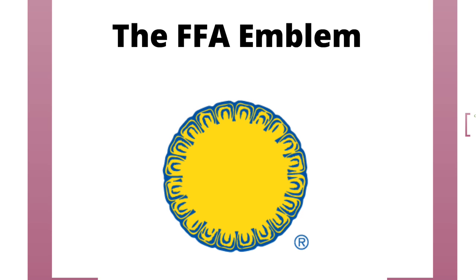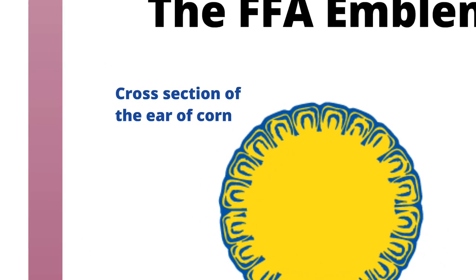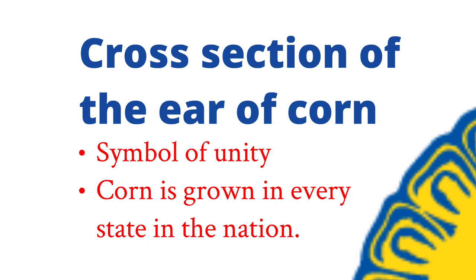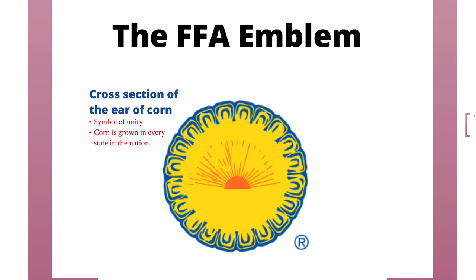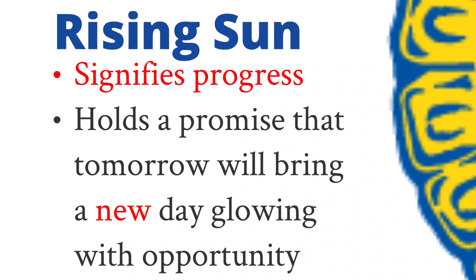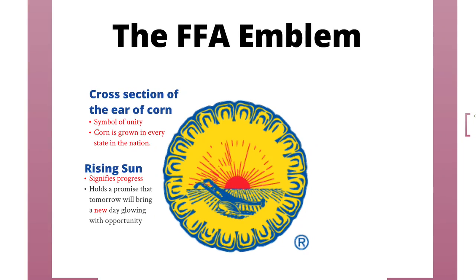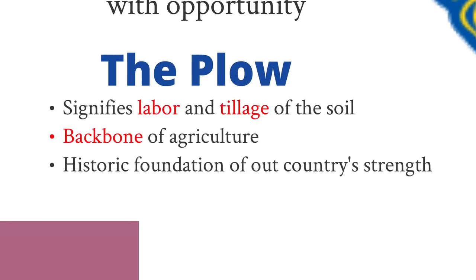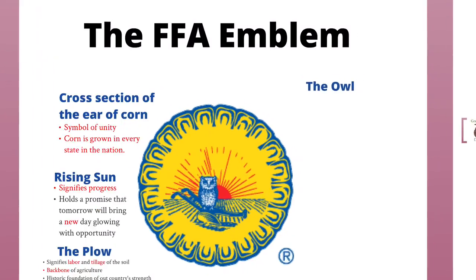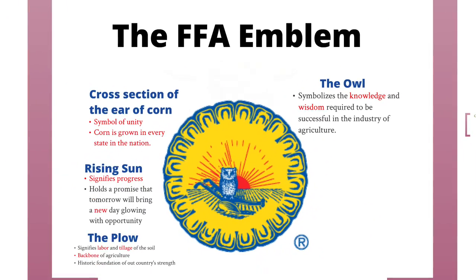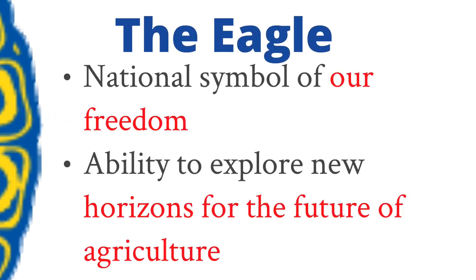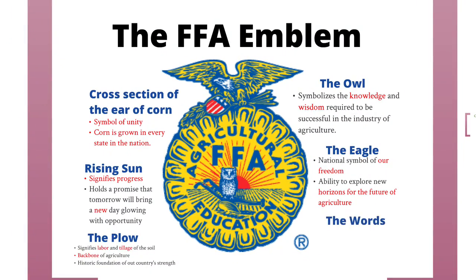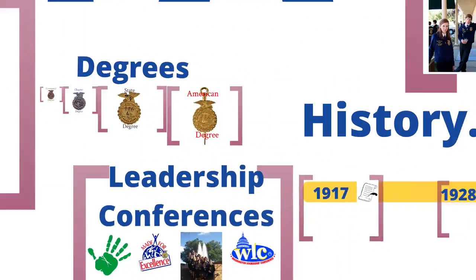Then this is the part that I'm really proud of, the emblem. We went through the emblem piece by piece. So we look at the cross section of the ear of corn. Then we go in and talk about what that actually means. The students can actually see the emblem being built, which I think is what makes this such a fantastic learning tool. Now we've added the rising sun. We can talk about what that means. Next, we're going to add the plow. We can discuss what that means, and then we continue to add sections to this FFA emblem, and the students can actually see how it is built and how it's put together, rather than just having little arrows that point to it, which I think is great.